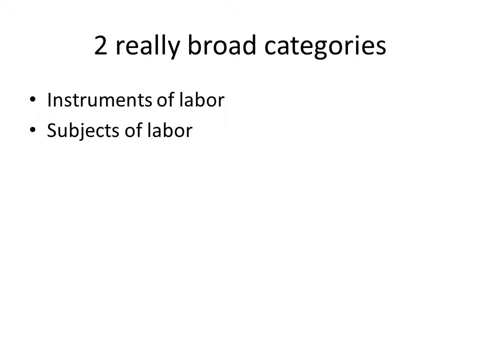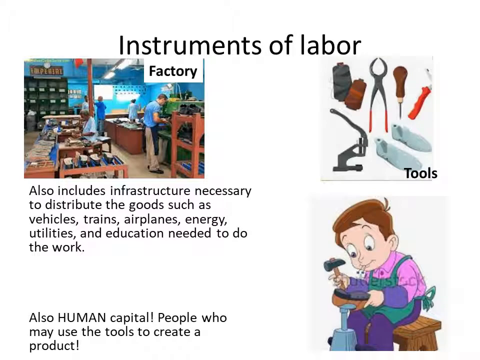So there's two really broad categories of the means of production. One is the instruments of labor. One is the subjects, or you'll see object of labor. So when we talk about the instruments of labor, what we're really looking at is the factory. We need the infrastructure necessary to create the product.